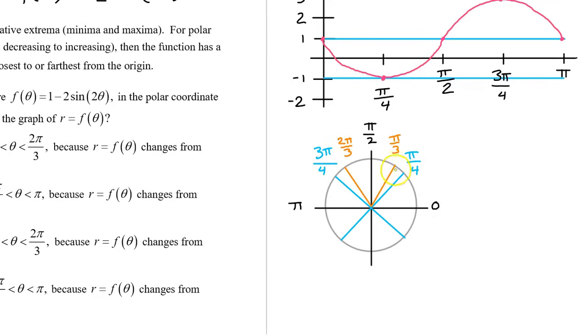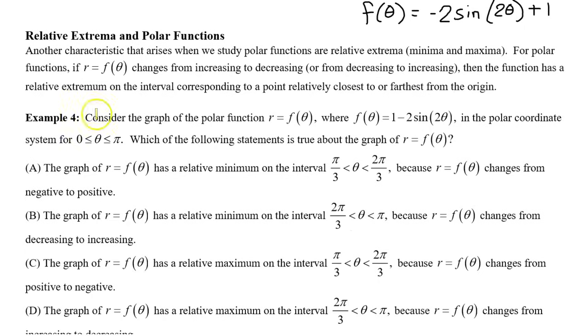Pi over 3 is a bit bigger than pi over 4, so it'll be right here between pi over 4 and pi over 2. Similarly, 2 pi over 3 will be between 3 pi over 4 and pi over 2. Before we even look at the graph, let's eliminate any of these answers that don't even make sense.